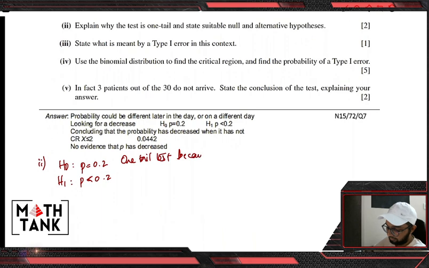I am testing if the probability has decreased.